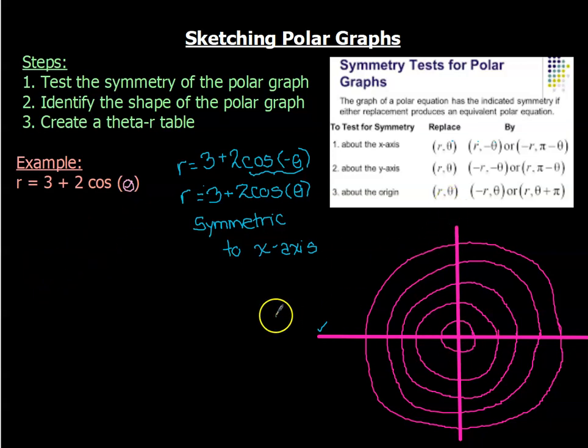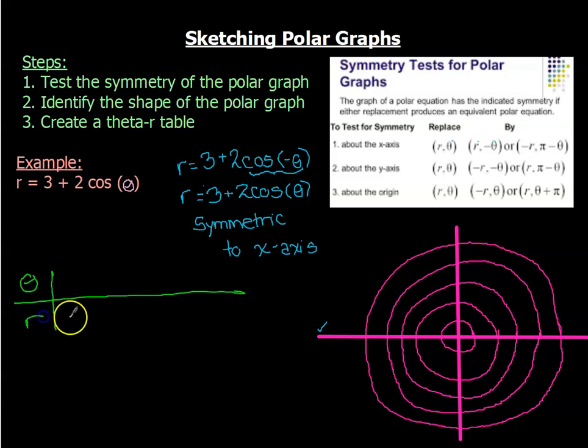And just like an xy graph is for when you graph a line or a parabola, you should have circles drawn in for your polar graph. There is a reason for that. So we're going to make a theta r table to begin with.